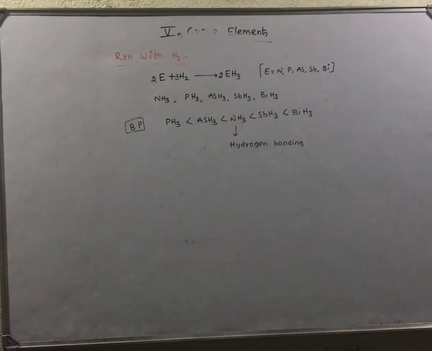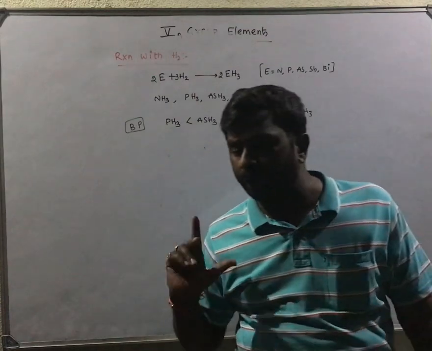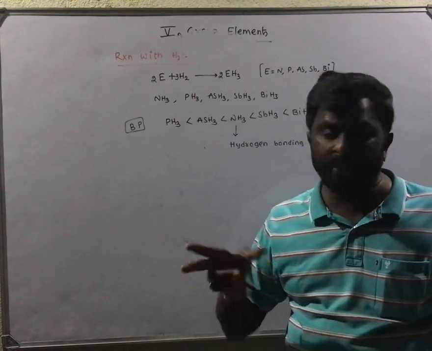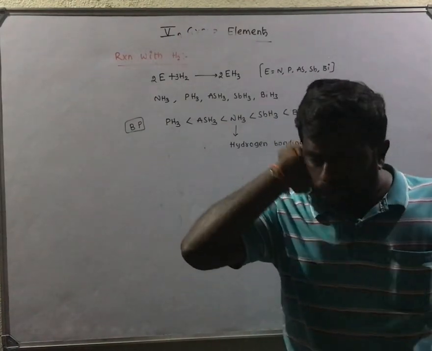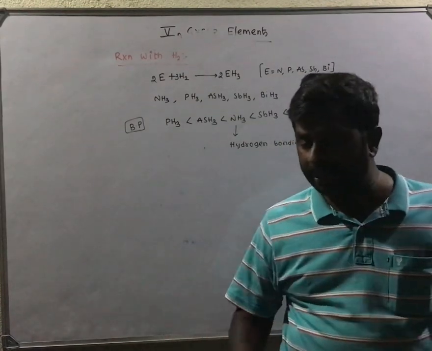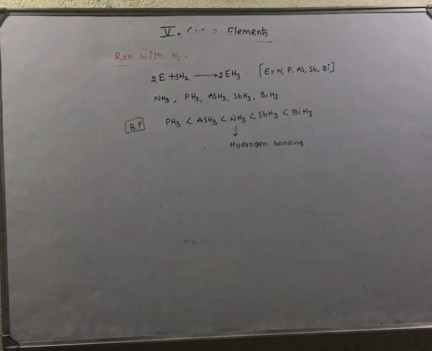Next, thermal stability. The order is NH3 greater than PH3 greater than AsH3 greater than SbH3 greater than BiH3. That means thermal stability decreases. Almost all the properties decrease except reducing nature. Only one property, reducing nature, increases from top to bottom; all the remaining decrease from top to bottom. Thermal stability decreases.